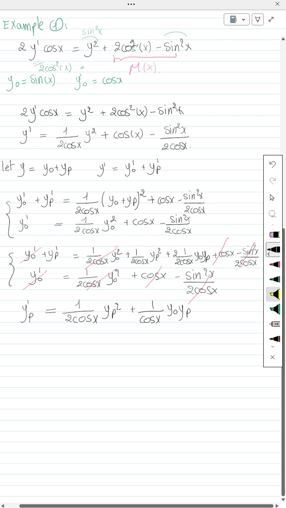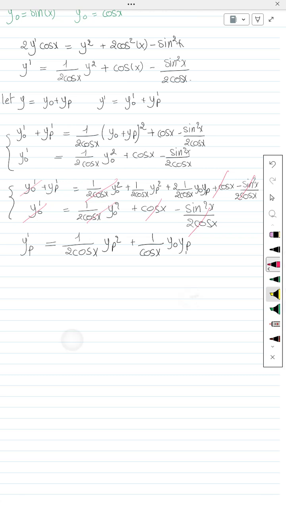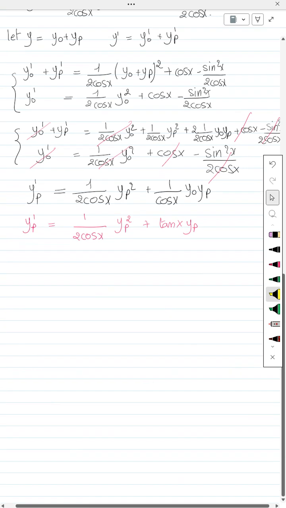And as you know that y0 is going to be sine x, so we're going to get yp prime equal to 1 over 2 cosine x yp squared plus sine over cosine, which is going to be tangent, so we're going to write tangent x yp. As you can see here, we have a Bernoulli differential equation.